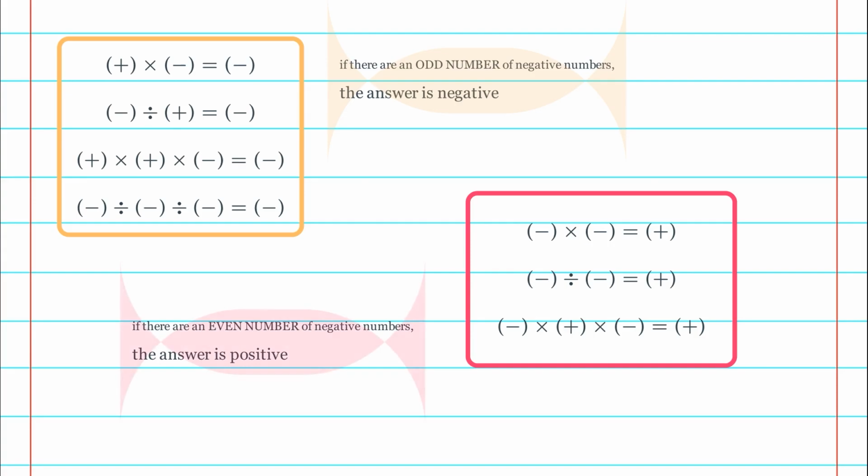Now let's solve some examples with the rules that we have just learned. We have negative 4 times negative 7. We know that 4 times 7 is 28, and since there are two negative signs, we know that the answer will be positive. So the answer will be positive 28.